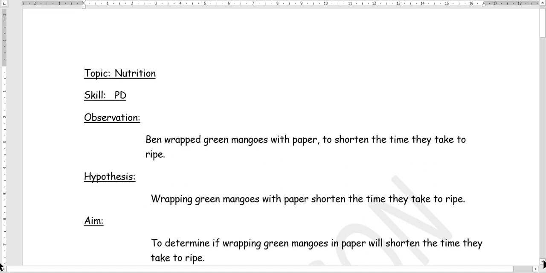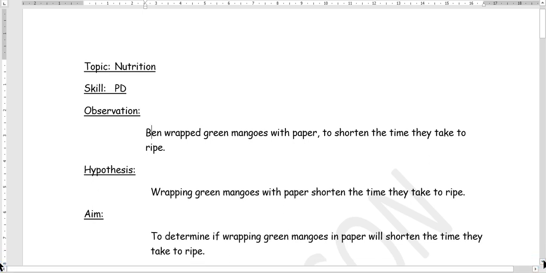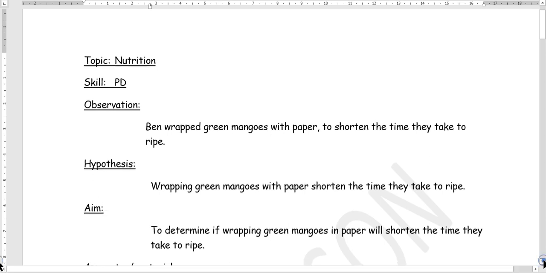Today we're going to be looking at planning and design, which is of course one of those labs that is to be covered by the CSEC Biology syllabus. The topic today is nutrition, and this is going to be an example of how to write the lab report. Now this lab usually begins with observation, and the observation is that problem to be solved or that which you have interest in finding out.